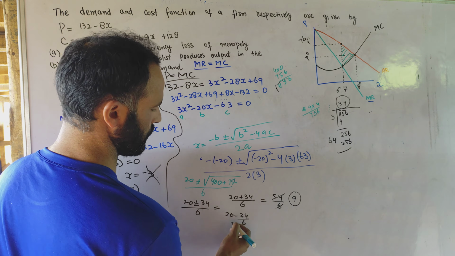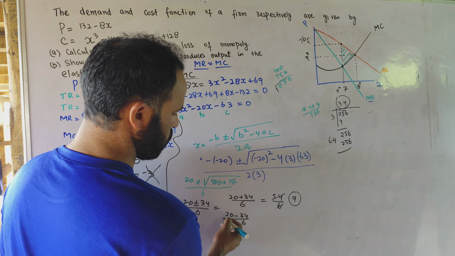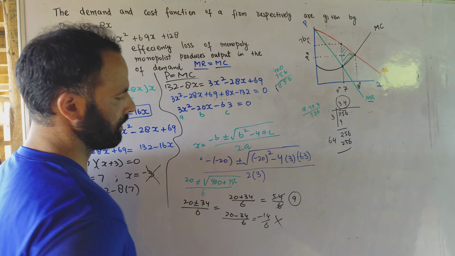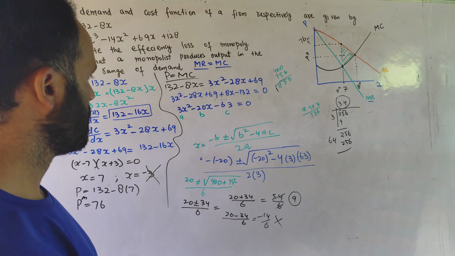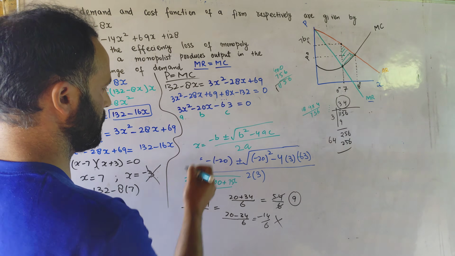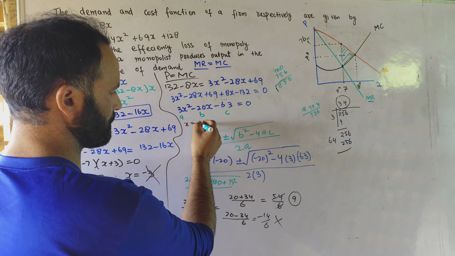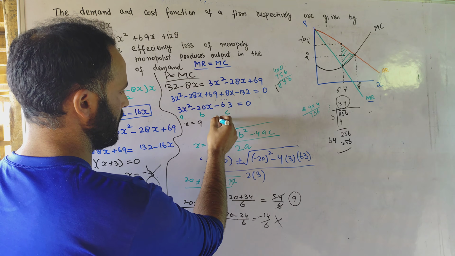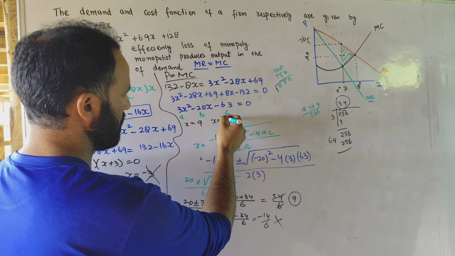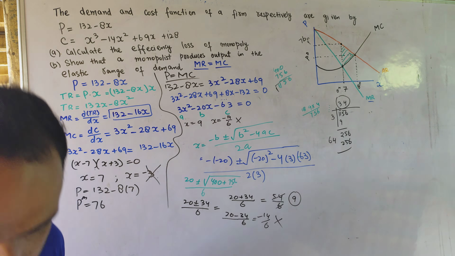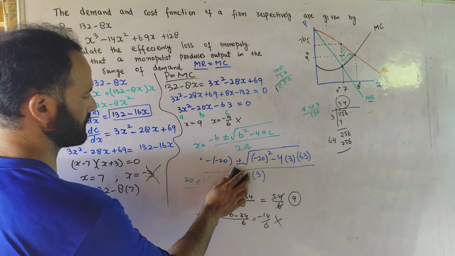Here, 20 minus 34 will come out to minus 14 divided by 6. Since it is negative, we will reject this number. So when we solve this equation, we got two values for x, that is either x is equal to 9 or x is equal to minus 14 divided by 6. So we in fact reject the negative number here. Okay, now let me rub this out.